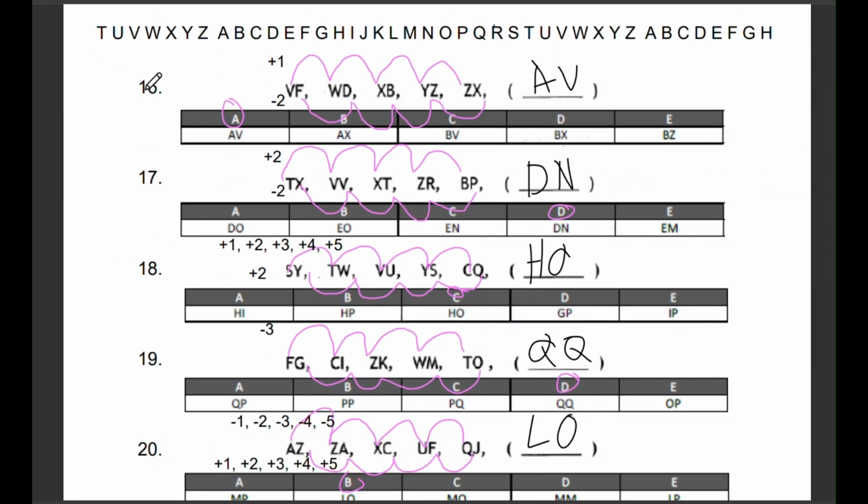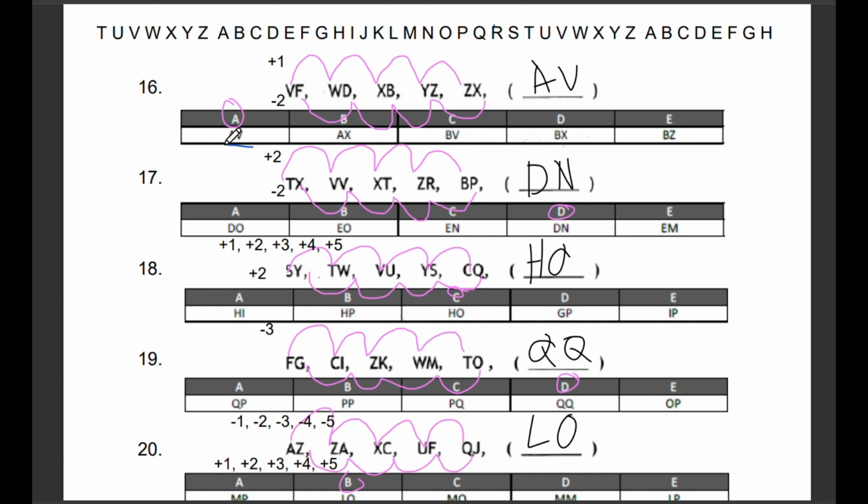Question 16. Our series now is VF, WD, XB, YZ, ZX, and we need to find the next pair. Here are the options. A, blank V. B, blank X. C, blank V. D, blank X. E, blank Z. The correct answer is A, which gives us A blank V.